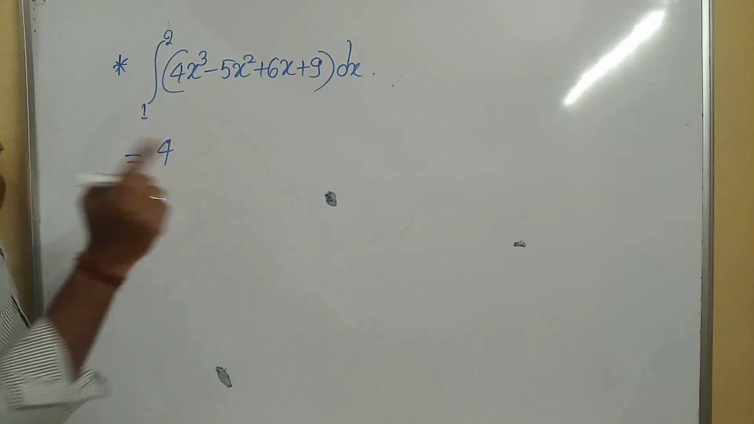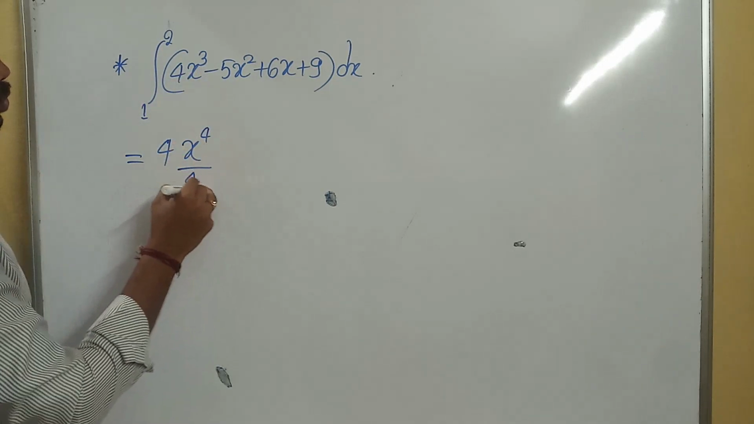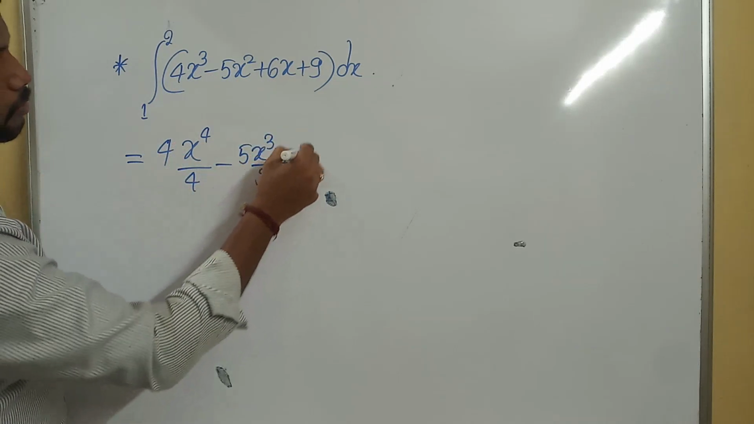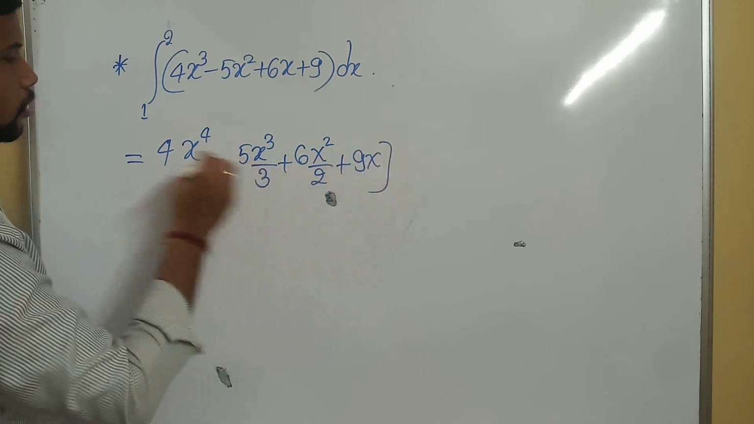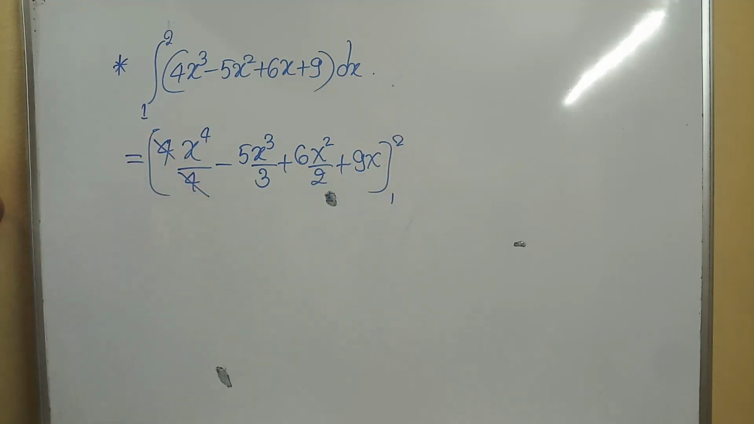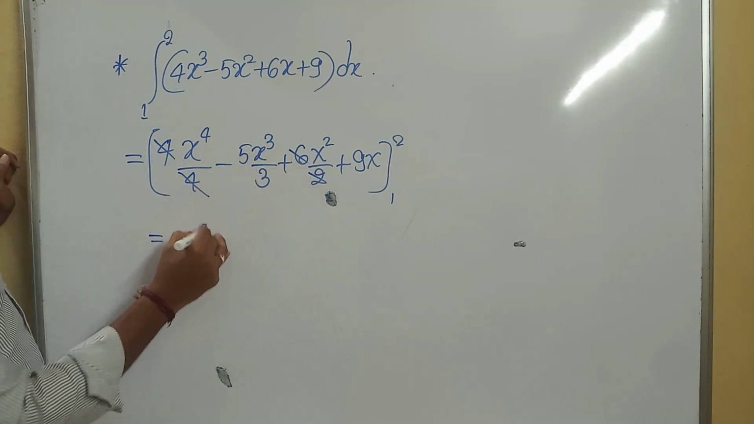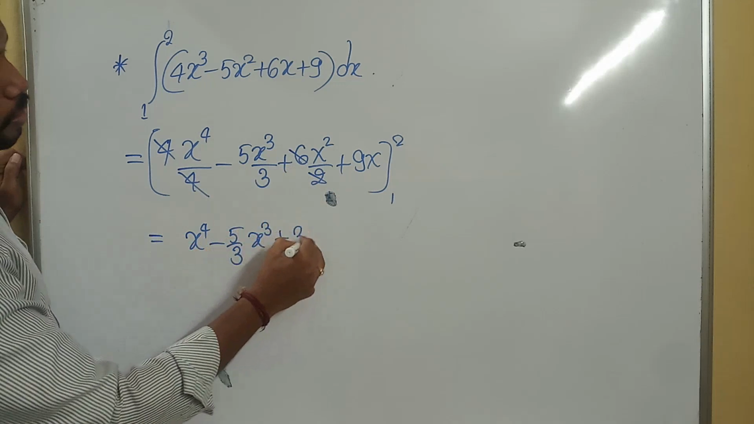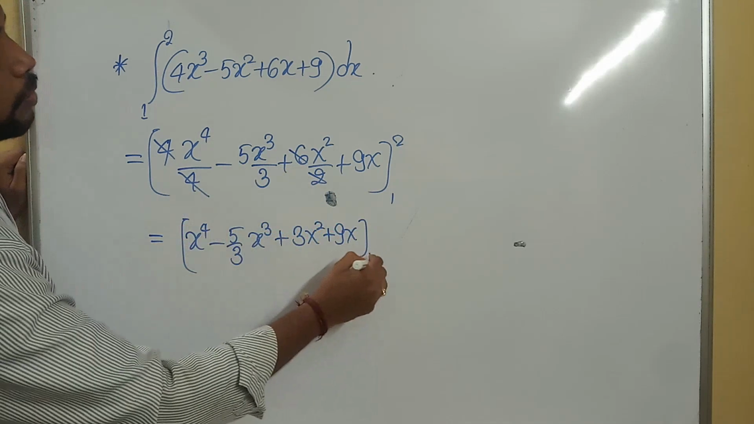Therefore, as it is, integral of x cube will be x to the power 3 plus 1 divided by 3 plus 1, which is x to the power 4 divided by 4, minus 5 x to the power 3 divided by 3, plus 6 x square by 2 plus 9x. Got the point? The limits are 1 to 2. Okay. Here 4 will be cancelled. 6 by 2 will be 3. It will be x to the power 4 minus 5 by 3 x cube plus 3 into x square plus 9x. The limits are 1 to 2.